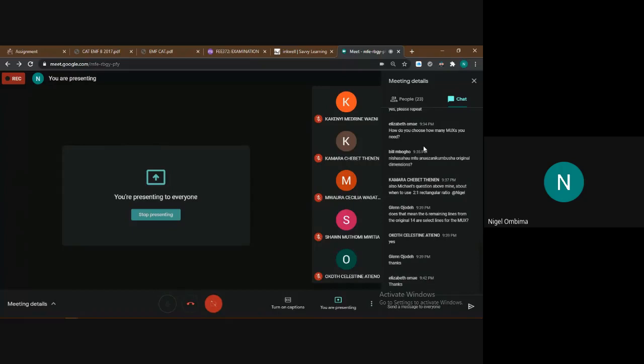Oh, Glenn has come. So does that mean that the 6 remaining lines from the original 14 are select lines for the MUXes? Yes, Glenn. Oh, he has been answered. So there are no other questions here.